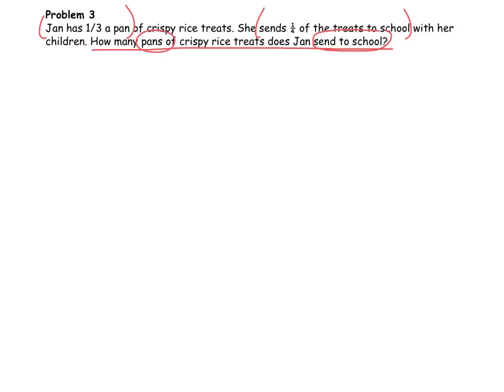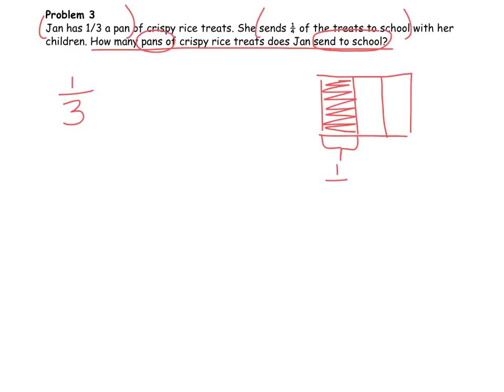So I know I have 1/3 of a pan. I'm going to model on my area model over here. So I know I need thirds. And 1/3 is how much she made. So here's my 1/3. Okay. Times how much she's sending to school, which is 1/4. Well, now let me break the other into fourths. And how much do I do? 1/4 is sent to school. 1/4.